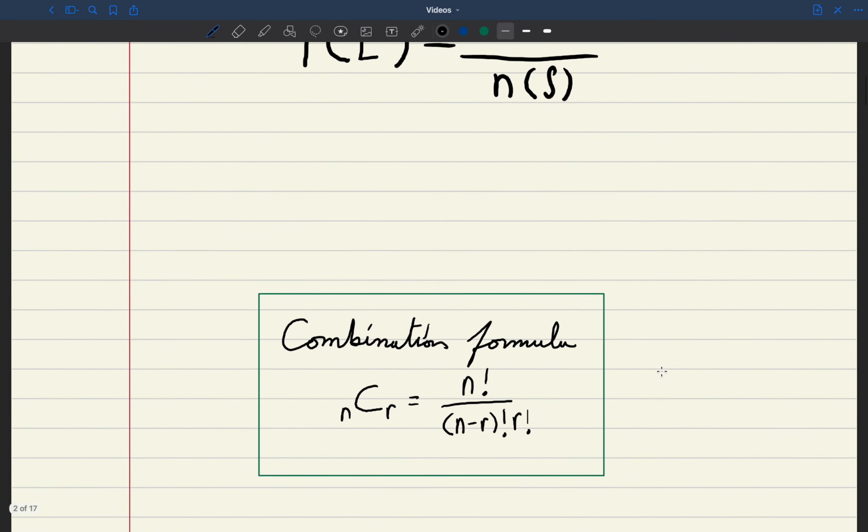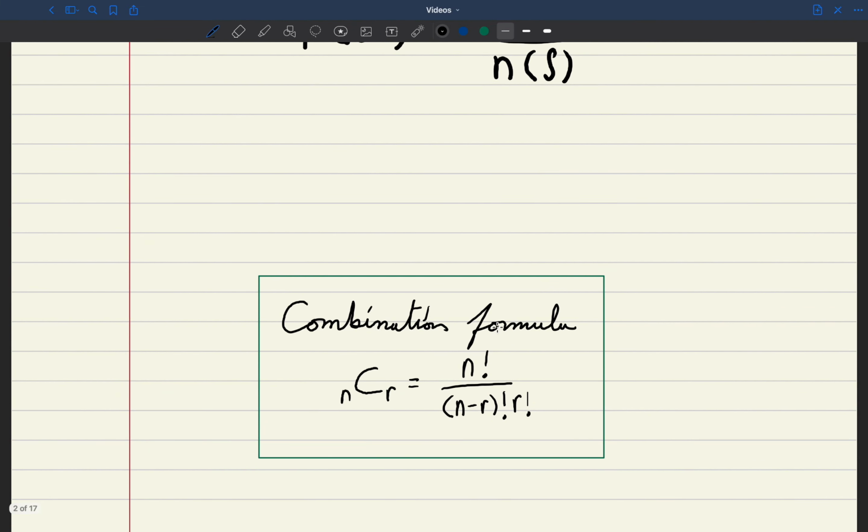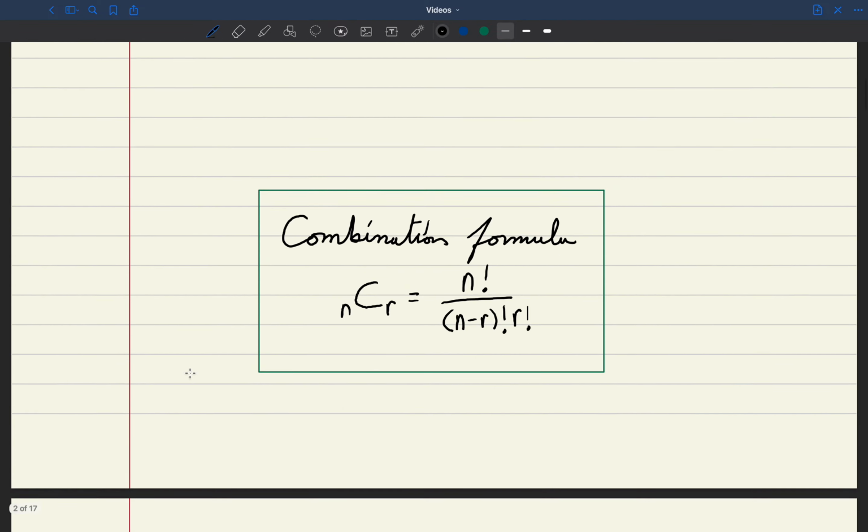We also want to talk about the combination formula. The combination formula is N choose R. This is the number of things, choosing R, so this is how many you're choosing. It is N factorial divided by N minus R factorial times R factorial.